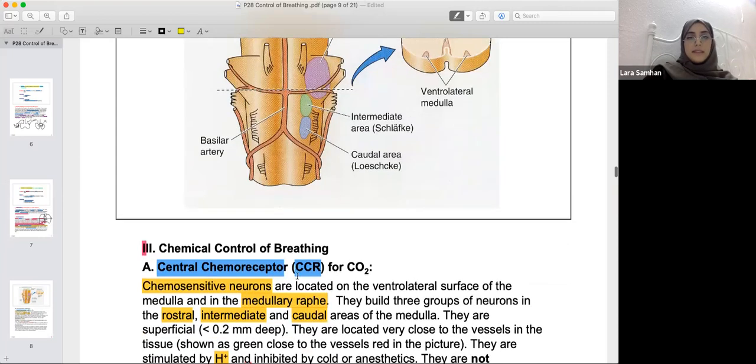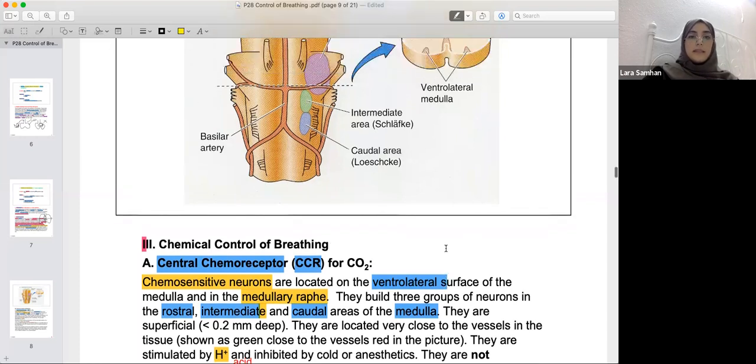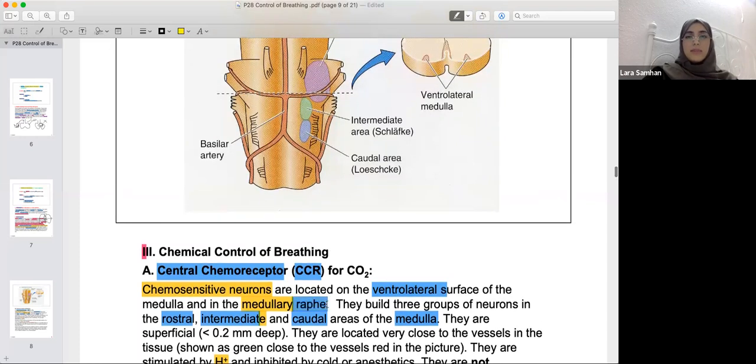Okay, so in regard to the CCR, or the central chemoreceptors, as I said, we have three: the rostral, the intermediate, and the caudal receptors. They are basically available in the brainstem, to be more specific, in the medulla oblongata. These are located in the ventrolateral area. Ventro is the ventral, so it's the anterior lateral side of the medulla, and they are available in the medulla raphe. Now, what's this medulla raphe?